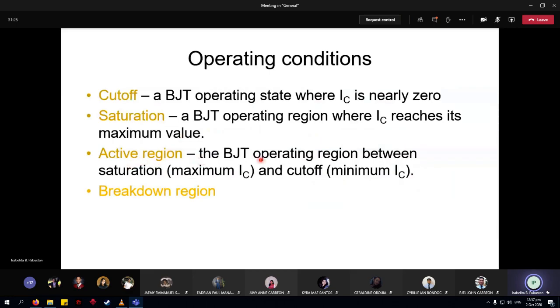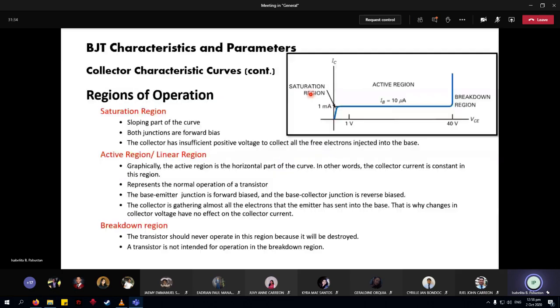Active region, the BJT operating regions were between the saturation and the cutoff, and then the breakdown region. In this saturation region, you have a sloping part of the curve. That is when your IC is beginning to increase from zero. So this is increasing continuously. Now, both junctions are forward biased.